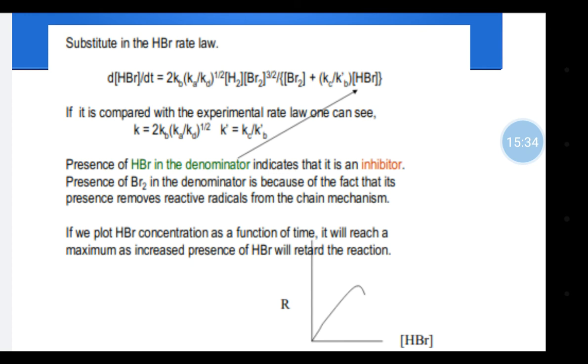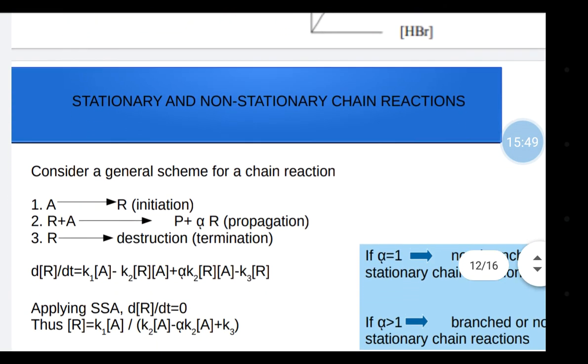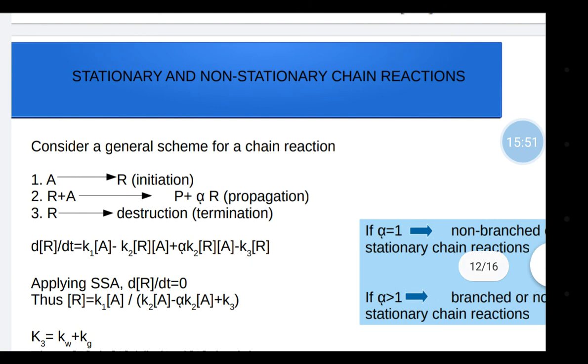Okay, with increasing amounts of HBr, retardation will also take place. Chain retardation will also take place. Okay, that's all regarding this. Now we'll explain stationary and non-stationary chain reactions.